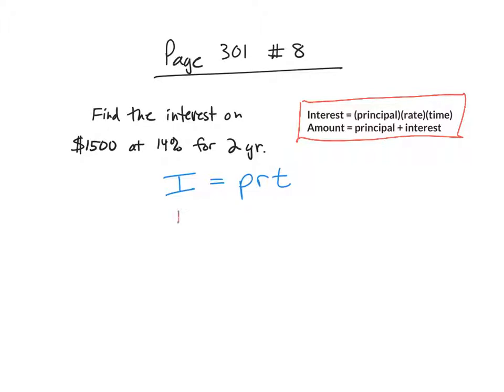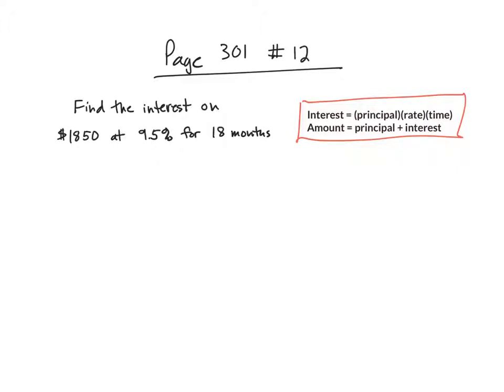So for this one, I've got I equals principal, which is $1,500, times the rate as a decimal, so that's 0.14, and then for 2 years. So if I put that in my calculator, I'm going to get $420. That's the interest. Okay, let's do another one.